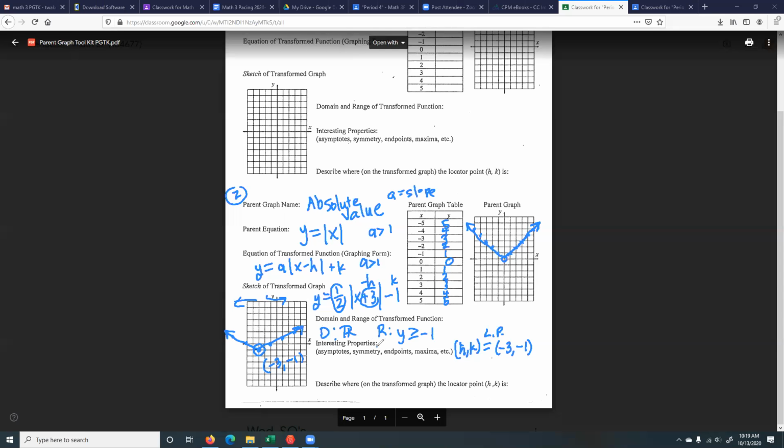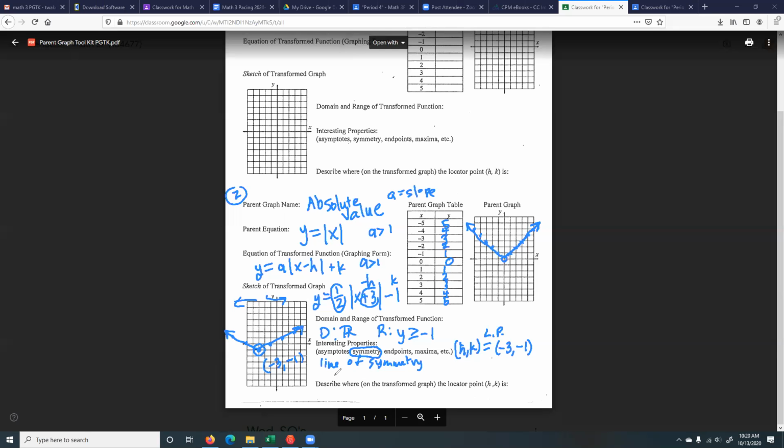Does this have symmetry? Does it have asymptotes? No, it does not have asymptotes, but it does have symmetry, right? It has a vertex and it has a line of symmetry. Symmetrical. The left side is symmetrical to the right side. If I wanted to draw a line of symmetry, I could draw a line down the middle, but we don't do that for absolute values.